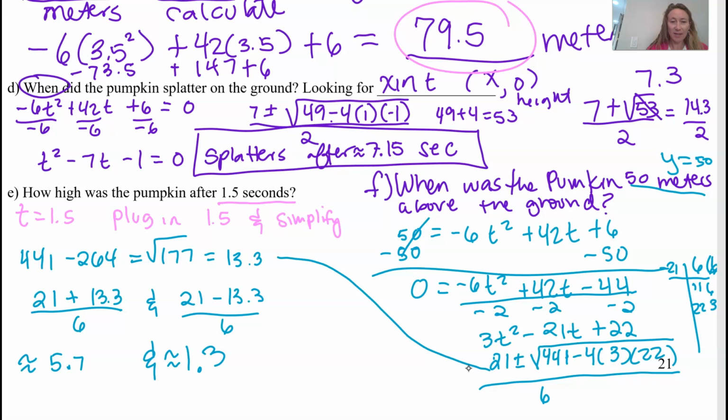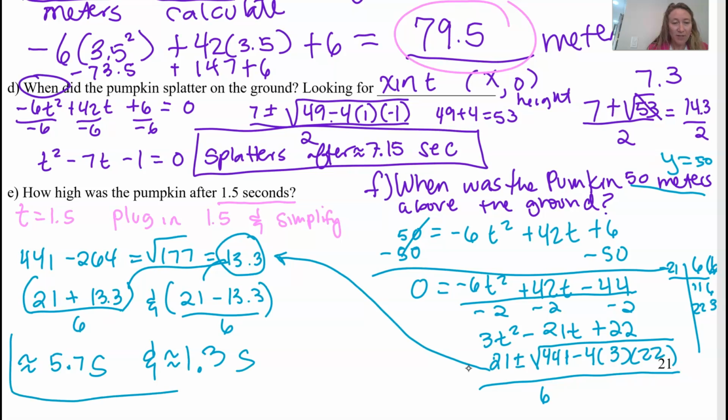All right, so you can see I did my work over here. This is my radical work, and I got the approximate value 13.3 for that 177 in the radical, and I split it into 2 problems. And then I did the work of adding and then dividing by 6, and I got these 2 answers, approximately 5.7 seconds and 1.3 seconds.